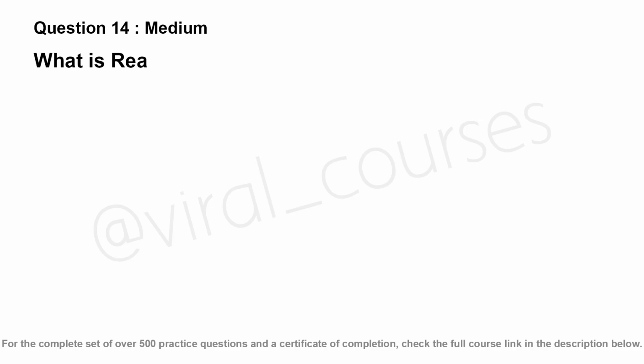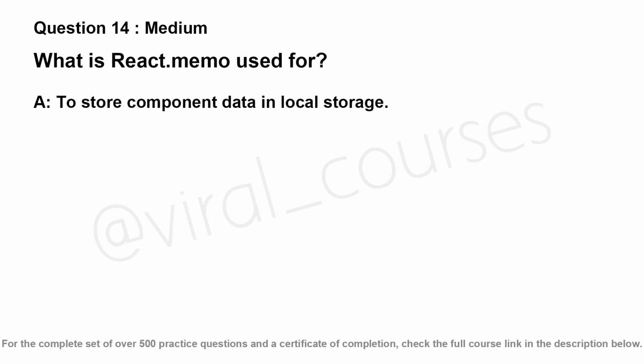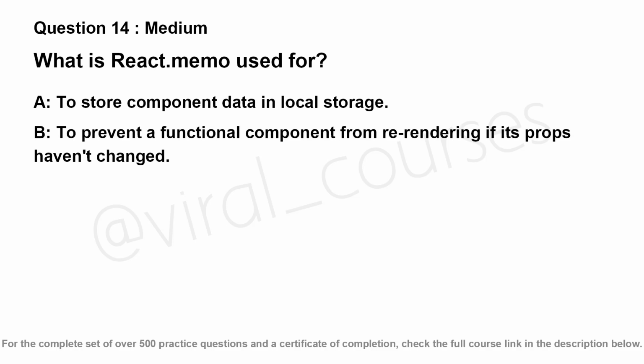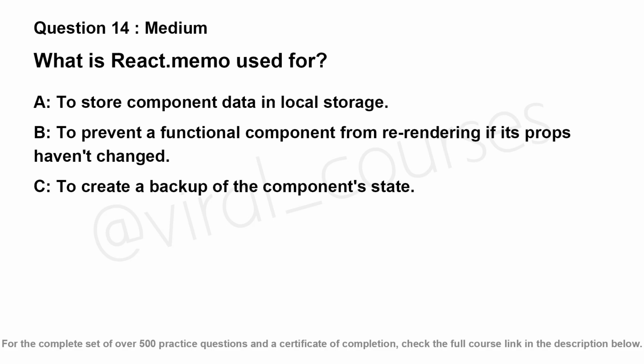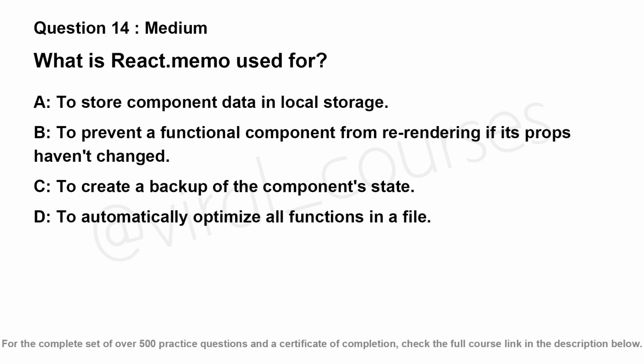What is React.memo used for? Option A. To store component data in local storage. Option B. To prevent a functional component from re-rendering if its props haven't changed. Option C. To create a backup of the component's state. Option D. To automatically optimize all functions in a file.